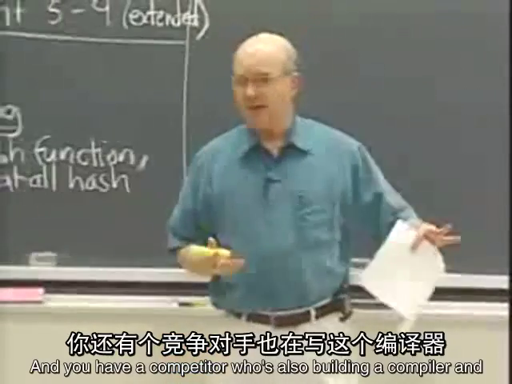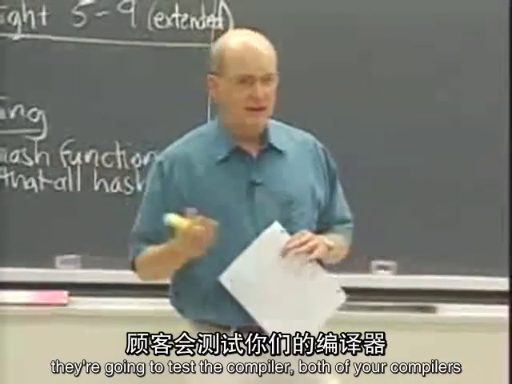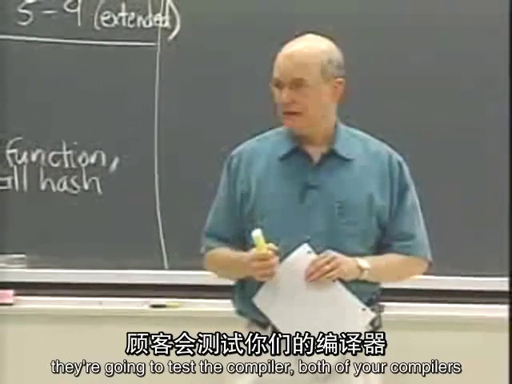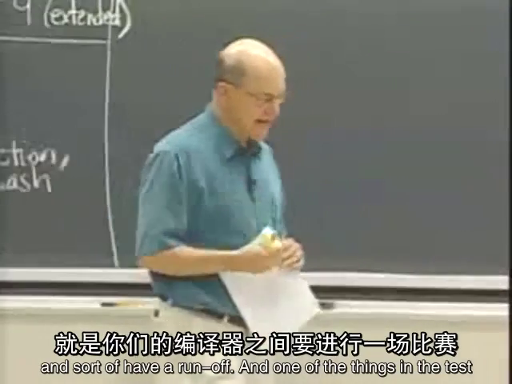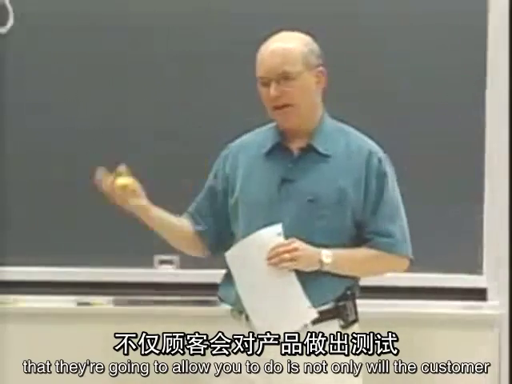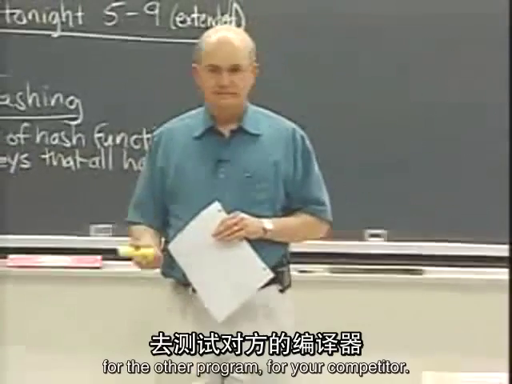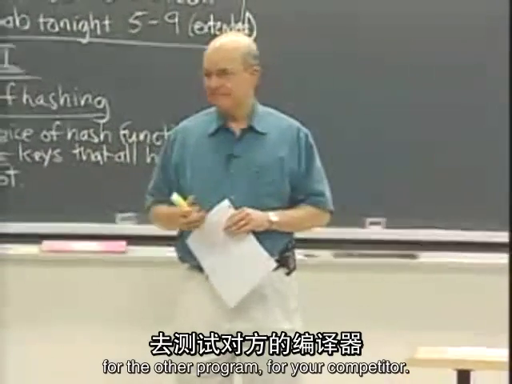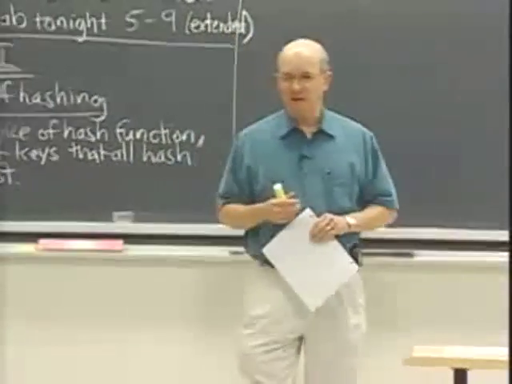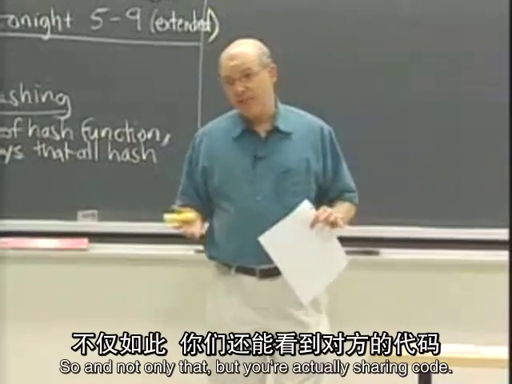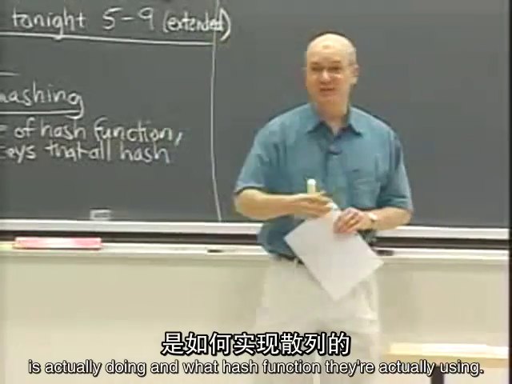And you have a competitor who's also building a compiler, and they're going to test both of your compilers and have a runoff. One of the things in the test is that not only will the customer run his own benchmarks, but he'll let you make up benchmarks for your competitor, and your competitor gets to make up benchmarks for you. Not only that, but you're actually sharing code, so you get to look at what the competitor is actually doing and what hash function they're actually using.